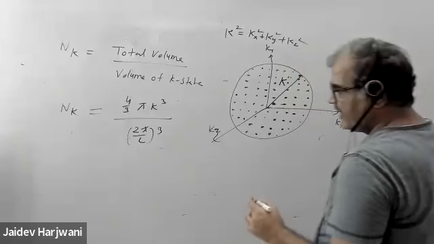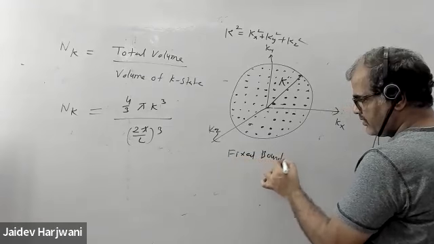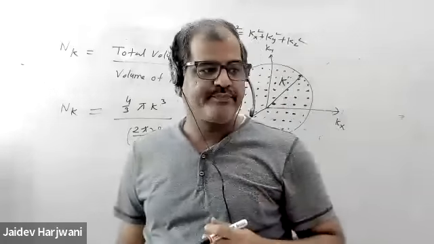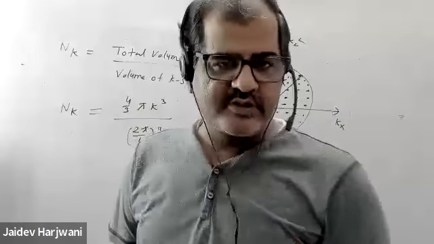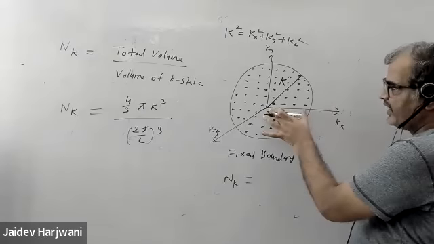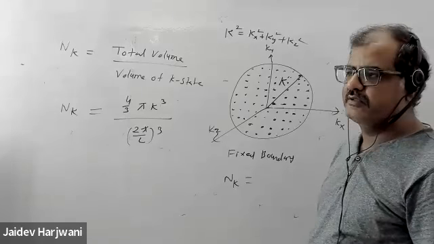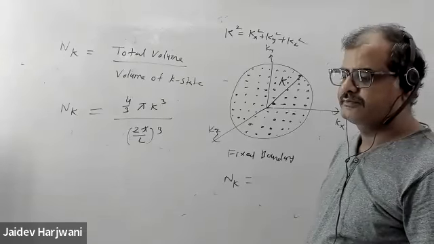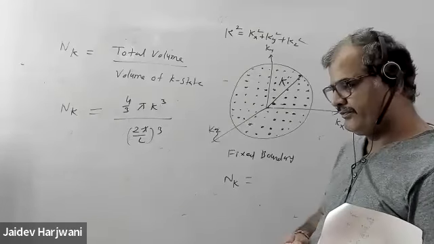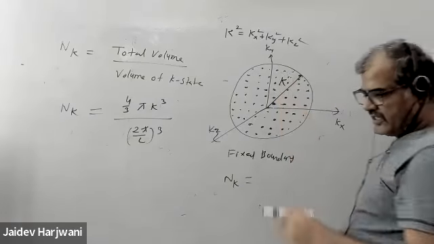Now the same thing if I write in fixed boundary conditions. In fixed boundary condition, I told you k cannot be negative. k can be only positive. So if I take only positive values of k, then what is the volume of the sphere? 1/8, because only this quadrant, you can assume this is the sphere.